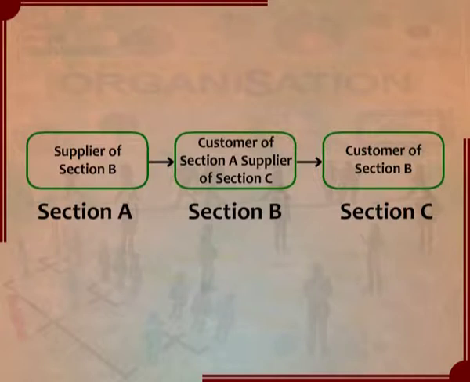Section A is a supplier of Section B. Section B is a customer of Section A. Now, the same Section B becomes supplier of Section C, and Section C is a customer of Section B. The concept of internal customer-supplier relationship is the basic function of every department or individual.